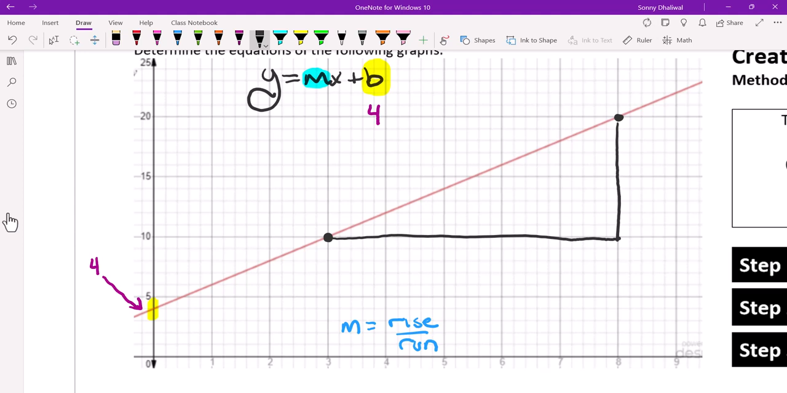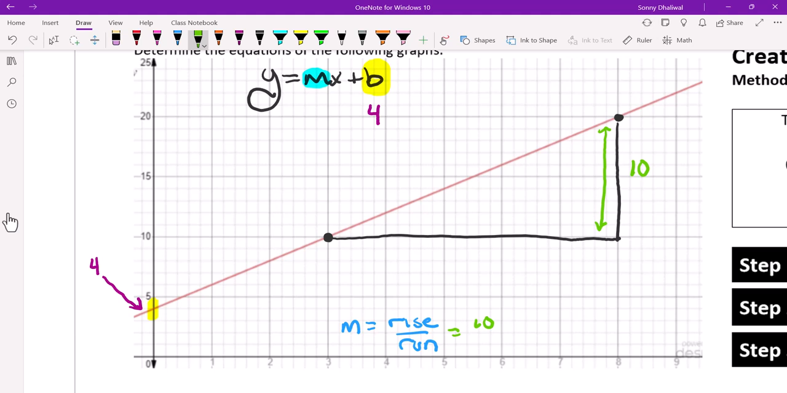And off this triangle, we need to figure out what the rise and the run is. Okay, the rise is, hey, how far did we go up between these 2 points? Or how far did we go down? So the rise is this part. So we started at 10 and we went all the way up to 20. So we moved 10. So our rise is 10.